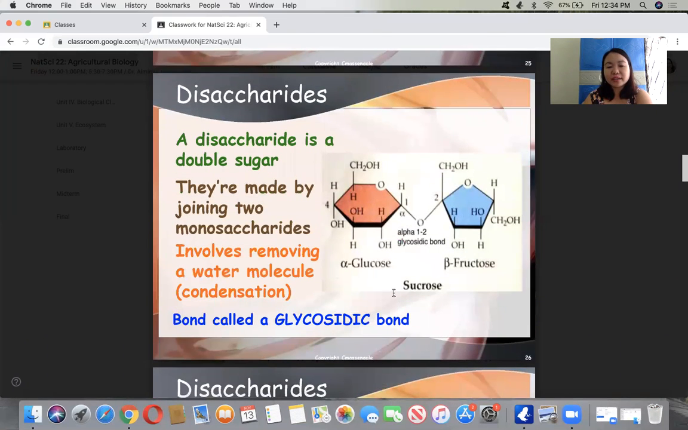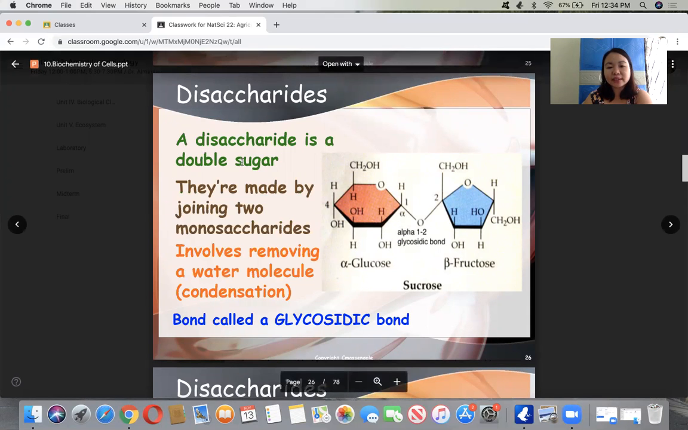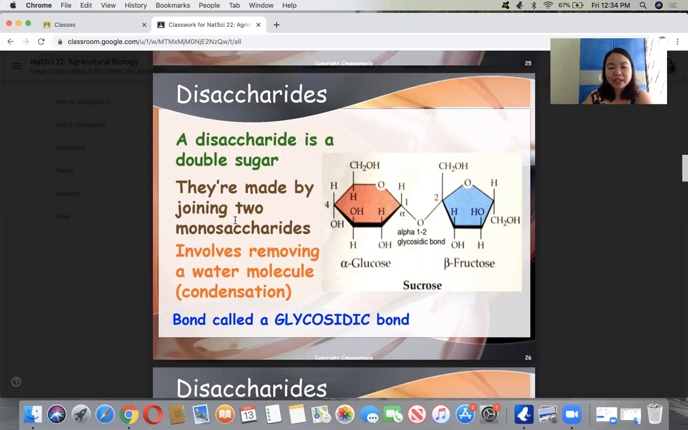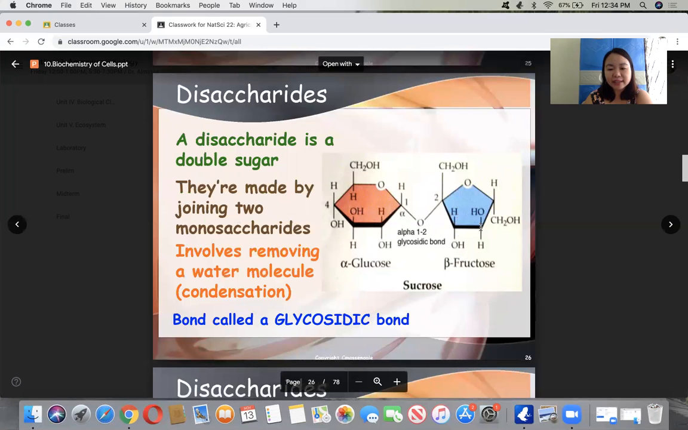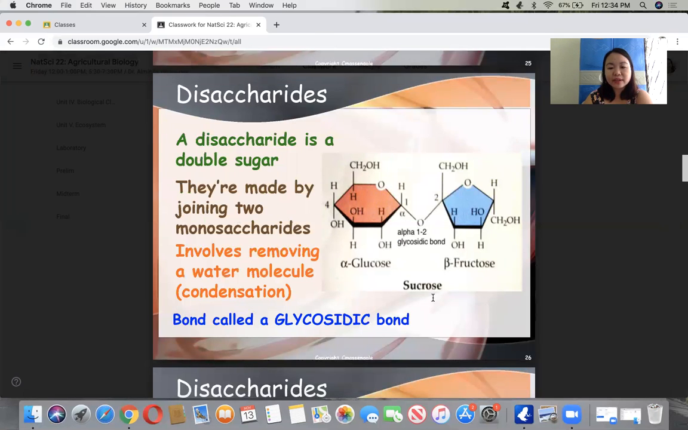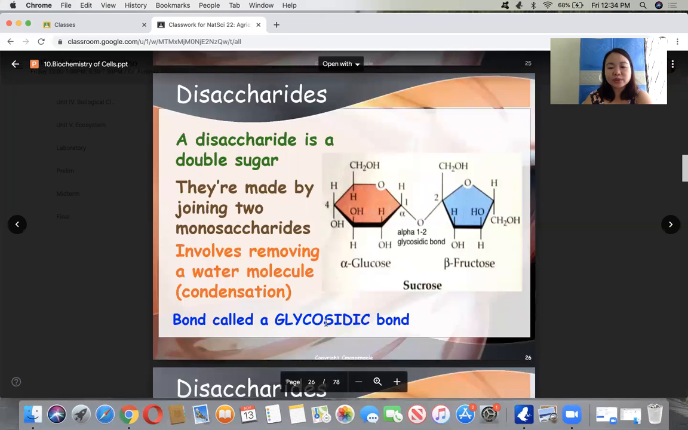We also have another classification, which are disaccharides. A disaccharide is a double sugar. They're made of joining two monosaccharides. We have here an example: glucose plus fructose is sucrose, which involves removing a water molecule through condensation, and the bond is called a glycosidic bond.